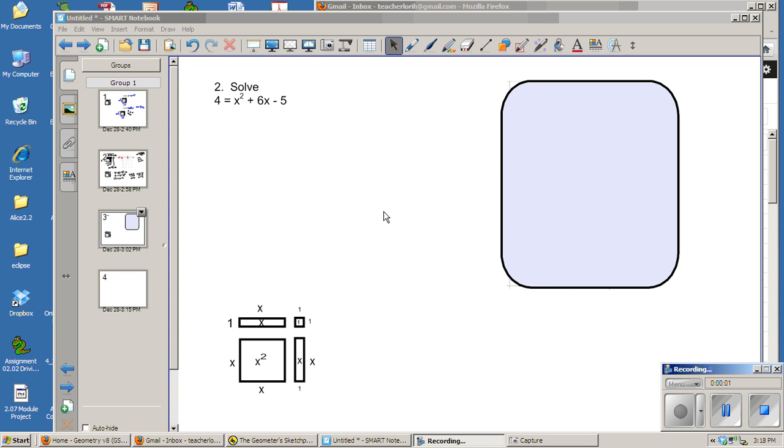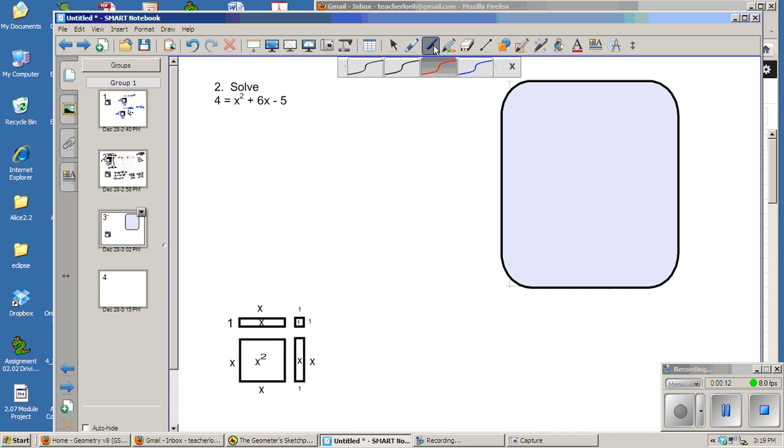So let's say we have to solve 4 equals x squared plus 6x minus 5. Now there's lots of ways to do this, but because we're learning the completing the square method, we're going to just use completing the square, and then we'll talk about some other ways you can do this too. But let's try completing the square.